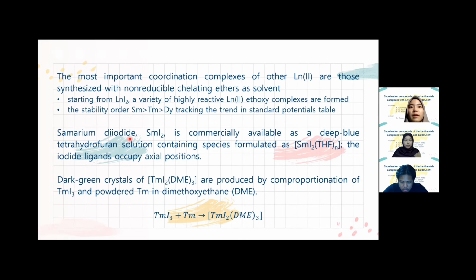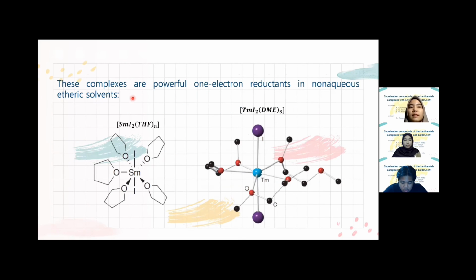Samarium diiodide, SmI2, is commercially available as a deep blue tetrahydrofuran solution containing species formulated as SmI2(THF)n, and the iodide ligands occupy the axial positions. Next, the dark green crystals of TmI2(DME)3 are produced by comproportionation of TmI3 and powdered Tm in dimethoxyethane. These are complexes that are powerful one-electron reductants in non-aqueous ethereal solvents.